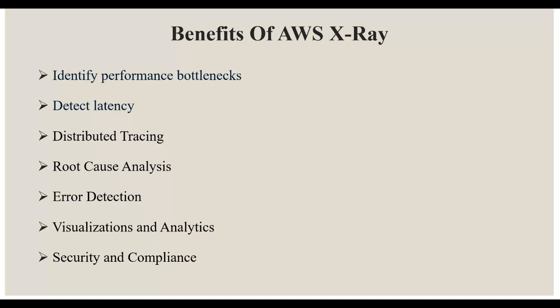So the next is distributed tracing. AWS X-Ray enables distributed tracing, which means it traces the requests as they travel through various microservices or resources in your application. This helps identify which part of the system is experiencing issues or delays, and it can be identified easily with these benefits.